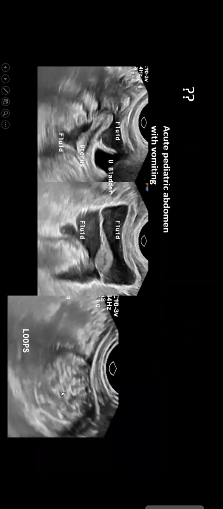Acute pediatric abdomen with vomiting. There is some obstruction. Pediatric, female patient, uterus, some ascites in the pelvis full of internal echoes. Some infected ascites. Some bowel loops are dilated. Some are collapsed. Means there is a zone of transition.